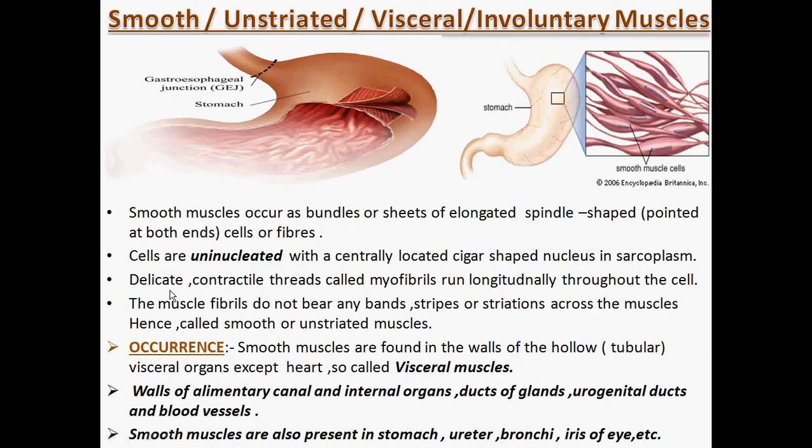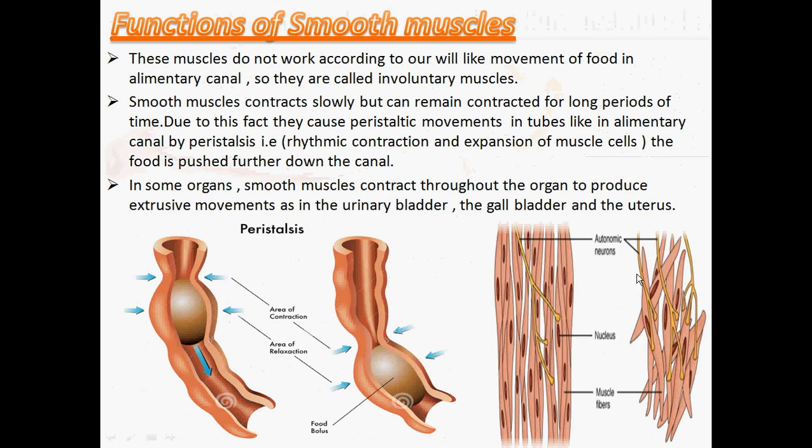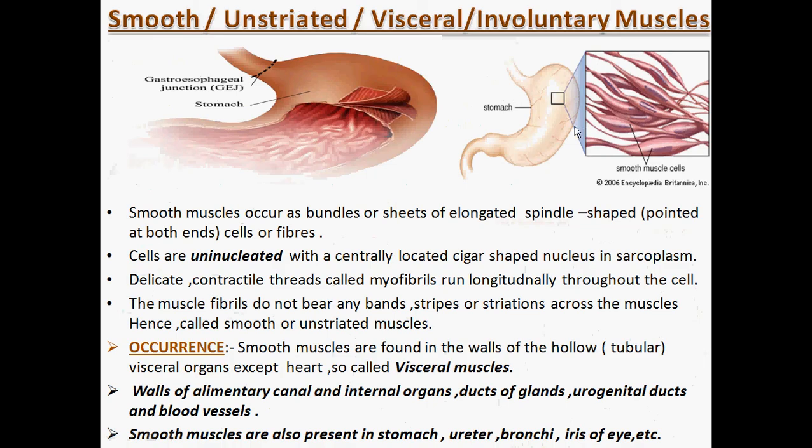It contains delicate contractile threads called myofibrils which run longitudinally throughout the cell. So in this particular cell you can see there are some longitudinal lines in this spindle shaped cell which are named as the myofibrils, which are especially meant for providing flexibility and elasticity and contraction for the particular muscular tissue.